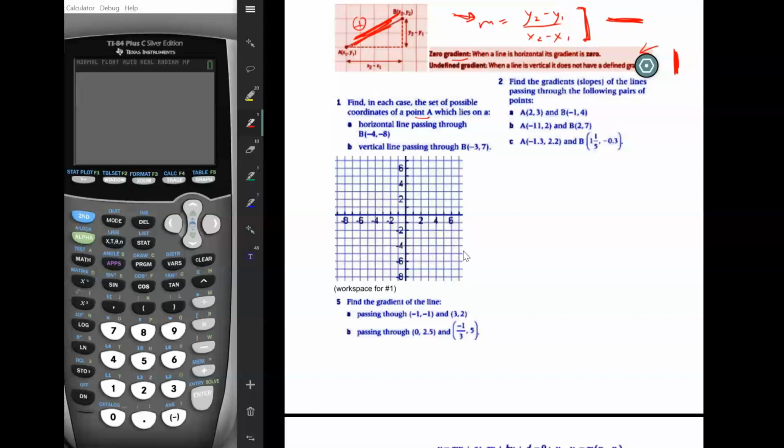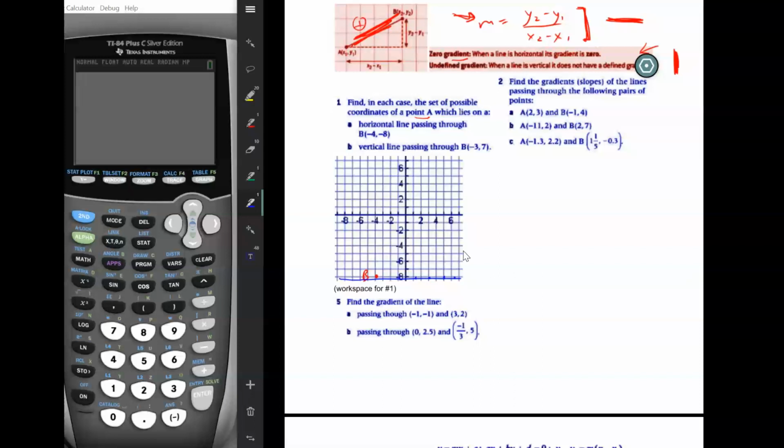In these cases, I suggest drawing it because then it'll make more sense. So there's B, which is -4, -8. If I were to draw a horizontal line going through B, it would look like that, right? Now, what are the set of possible coordinates of point A which lie on this line? So it could be this point, it could be this point, it could be this point, it could be this point.